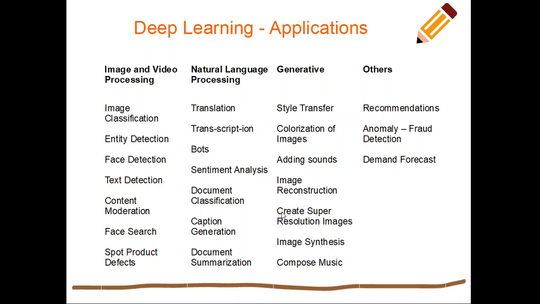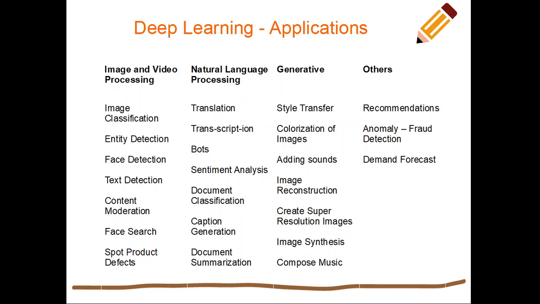We can do image reconstruction. Let's say if the image is damaged, then it can be reconstructed from the rest of the image. We can also create super resolution images. That means let's say we have low resolution images, but how will that image look in higher resolution? So we can extrapolate using the generative networks.